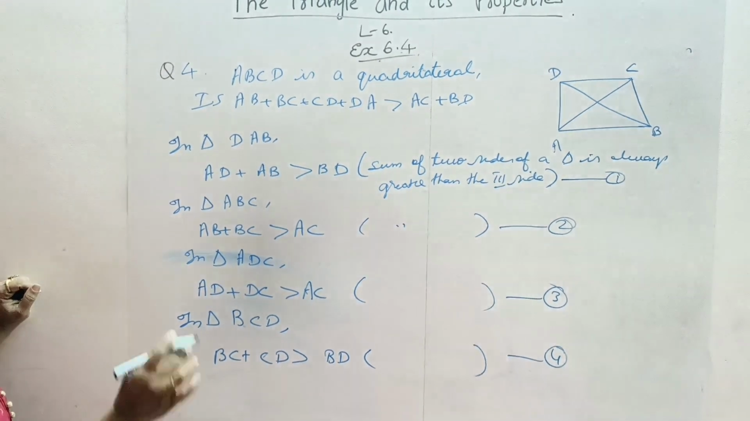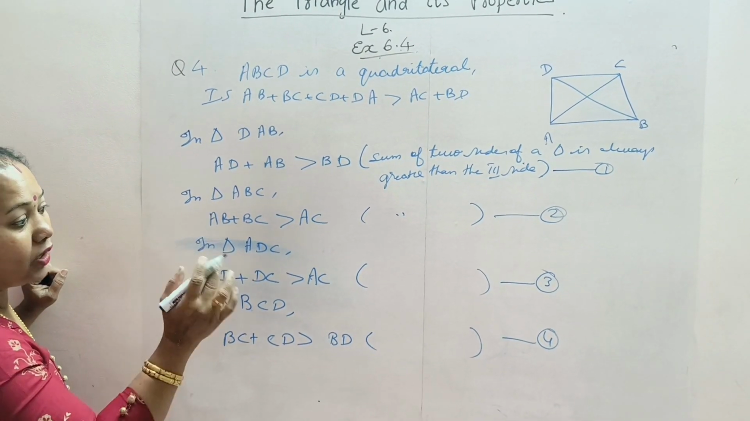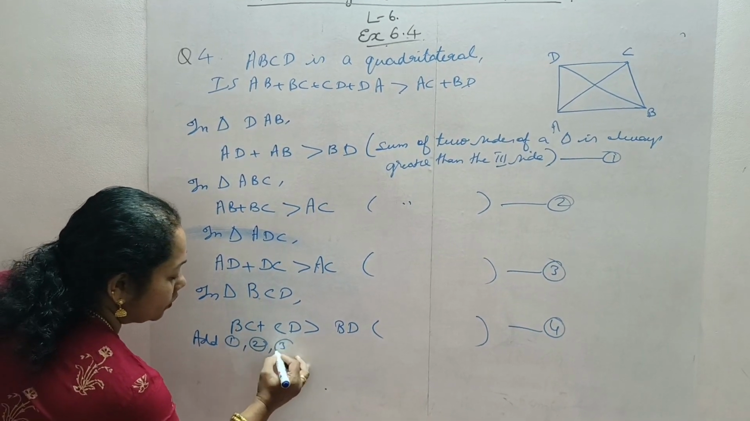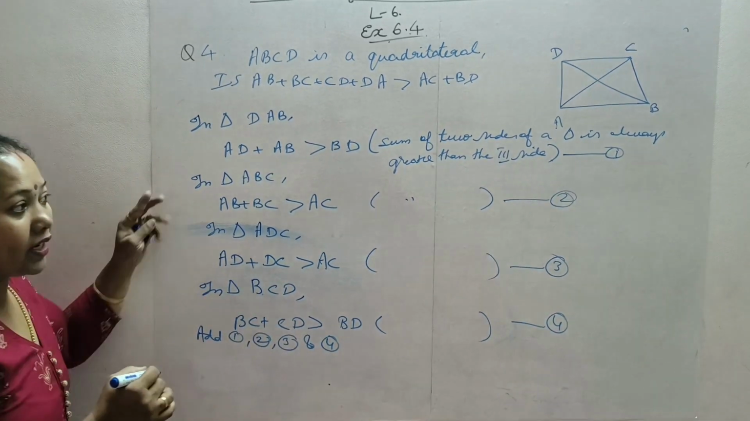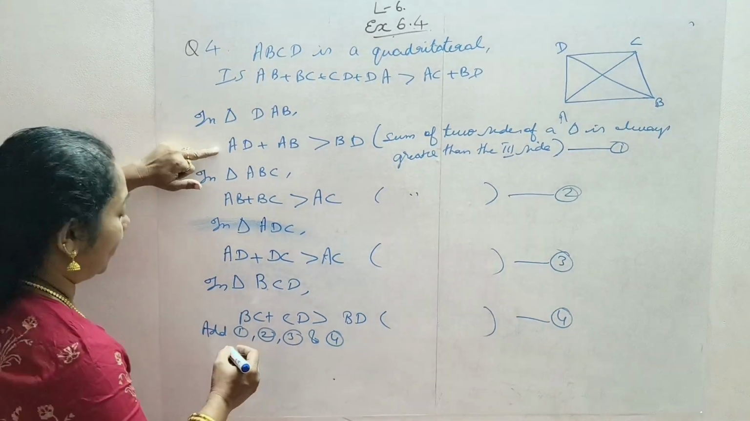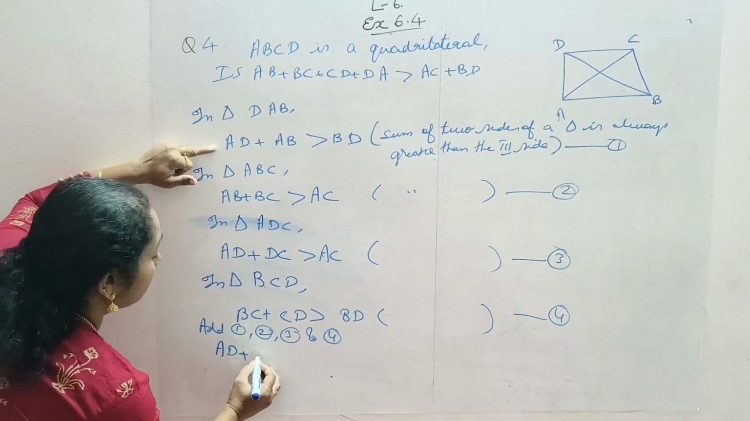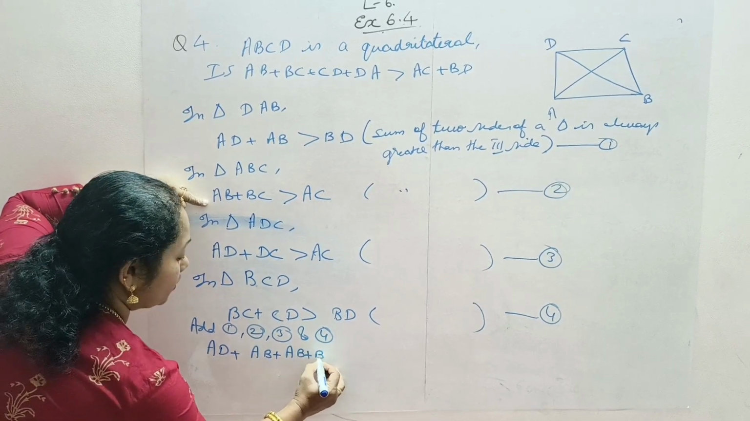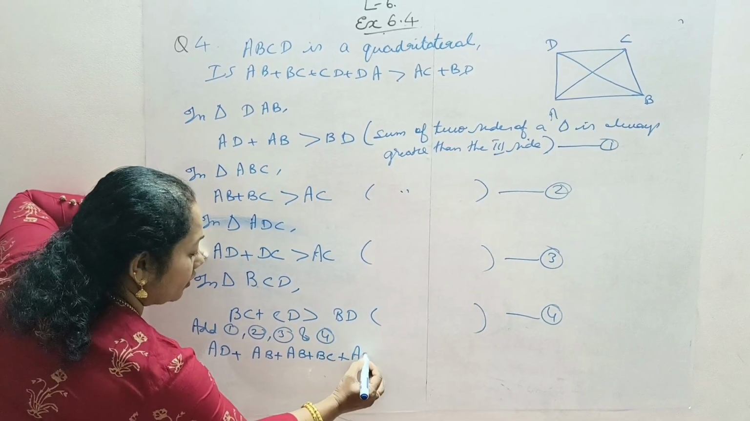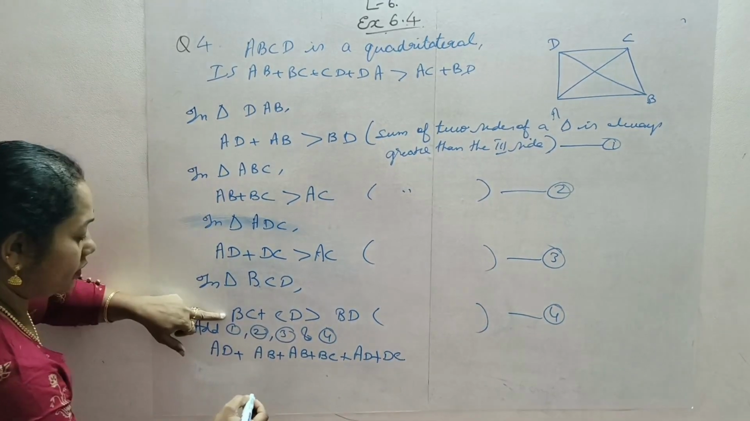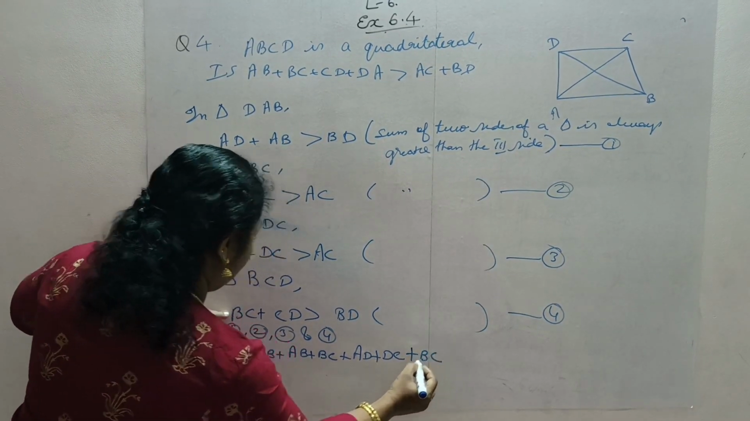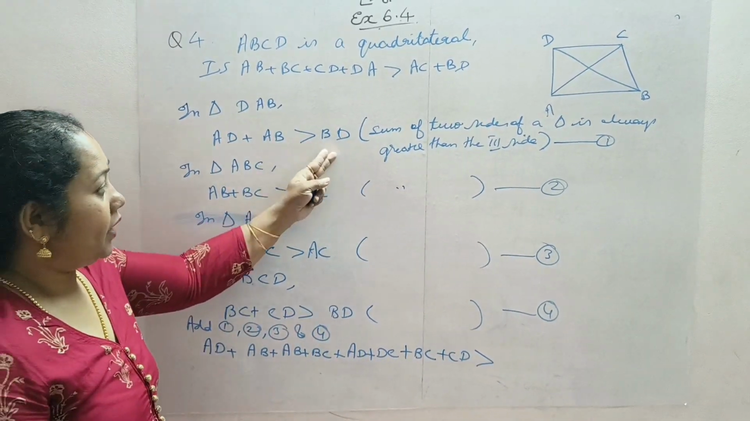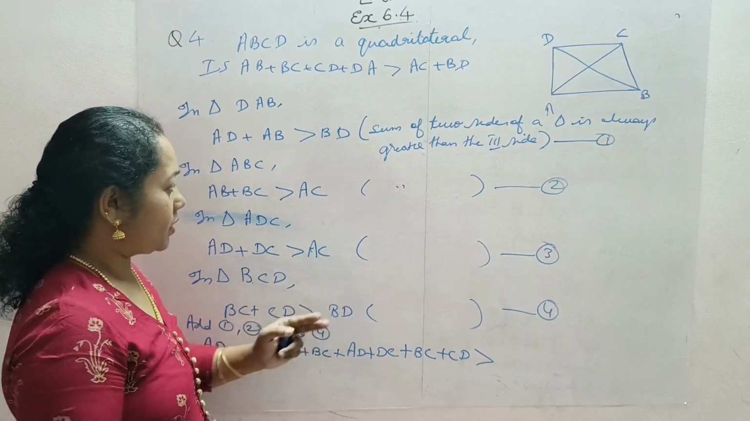Now we will add all these equations, equation 1, 2, 3 and 4. That is AD plus AB, plus AB plus BC, plus AD plus DC, plus BC plus CD, is greater than BD plus AC plus AC plus BD.